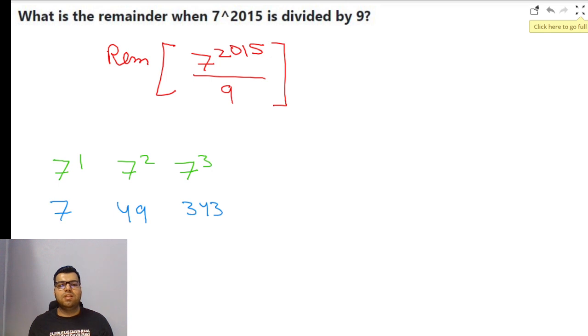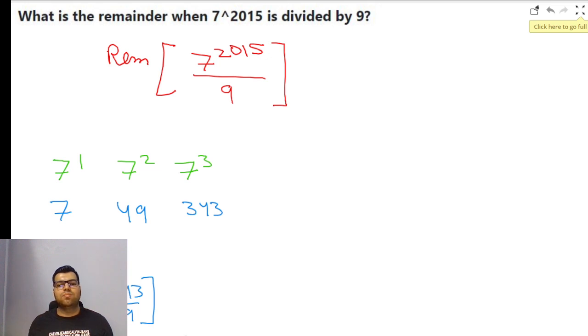Remainder of 343 with 9. So for remainder with 9, you just check the digital sum. If you don't know what is digital sum, just Google it. You keep on adding the digits. Once you add them, say 10 comes, then you add the digits of 10, so it is 1 plus 0, 1. So digital sum is the remainder with 9 for any number. Just Google it.